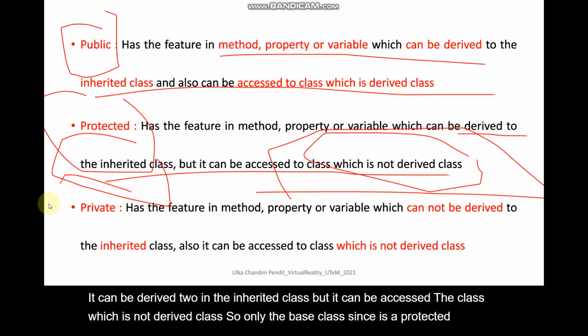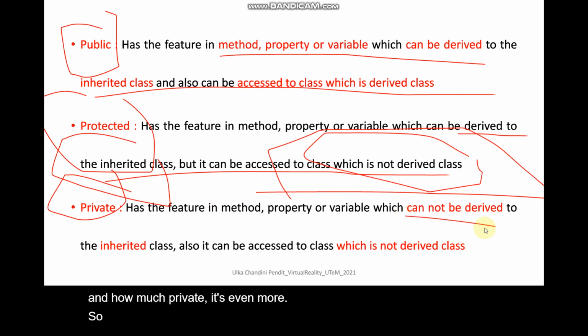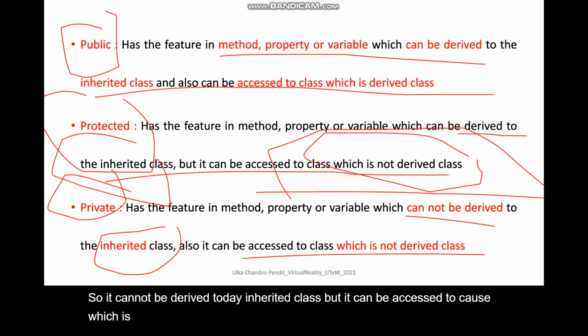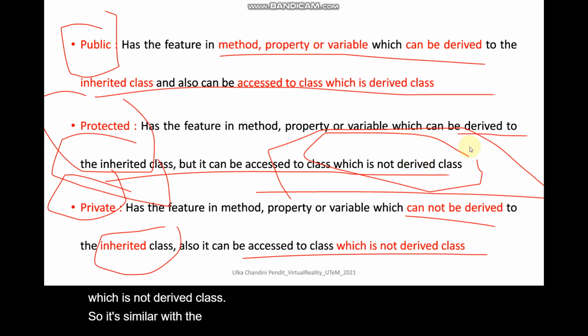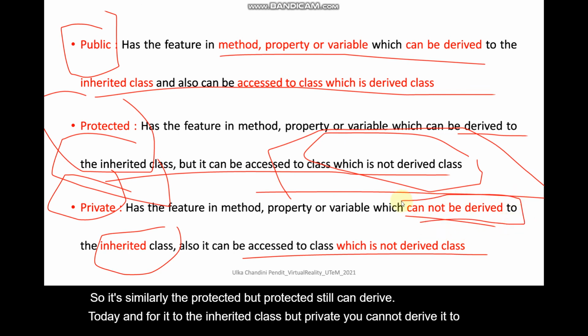And how about private? It's even more restricted. It cannot be derived to the inherited class, and it can only be accessed within its own class. So it's similar to protected, but protected can still be passed to the inherited class, while private you cannot pass to the inherited class. So yeah.